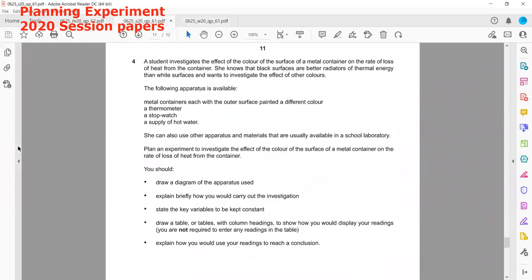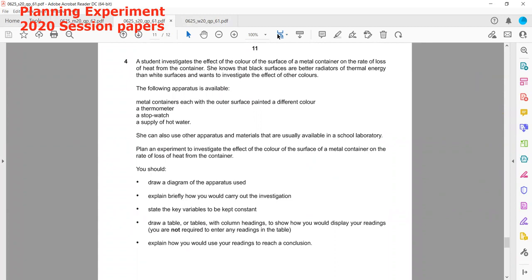So next one is from the May-June 2020 paper. A student investigates the effect of the color of the surface of a metal container on the rate of heat loss from the container. Like the student is investigating how the color of the container can affect the rate of heat loss. She knows that black surfaces are better radiators of thermal energy than white surfaces, but she wants to investigate the effect of other colors.